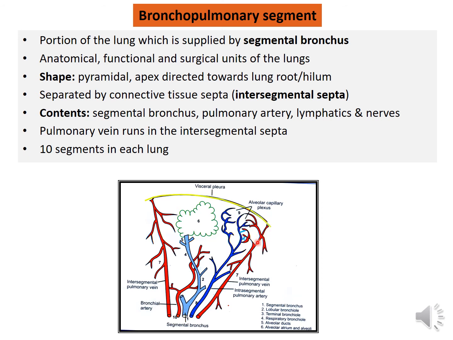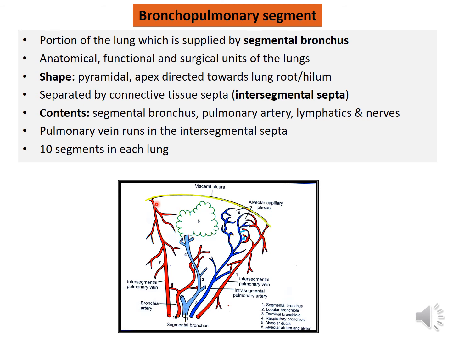Now within the intersegmental septa, the connective tissue between the two segments, you can see a structure here. This red color structure is the intersegmental vein. Since it carries oxygenated blood, it is shown in red color. So the intersegmental septa is the place where you can see the course or positioning of the pulmonary veins. Each segment drains into two pulmonary veins. So here you can see one pulmonary vein and another pulmonary vein.